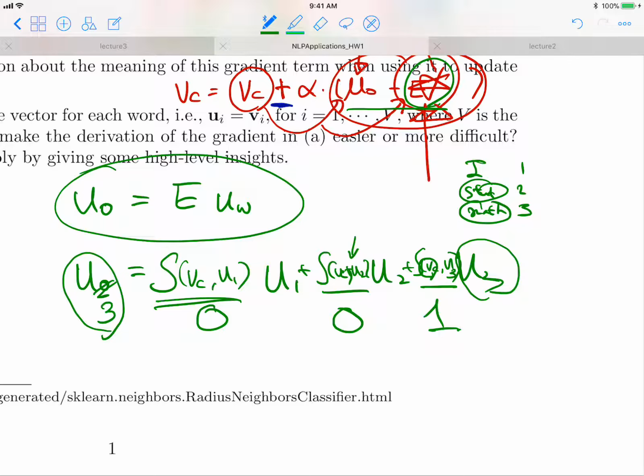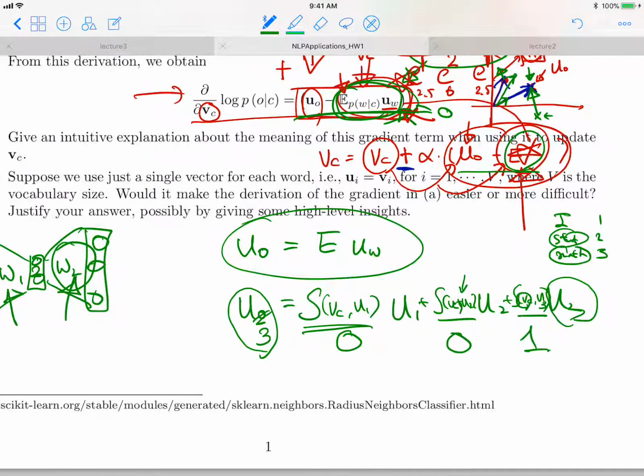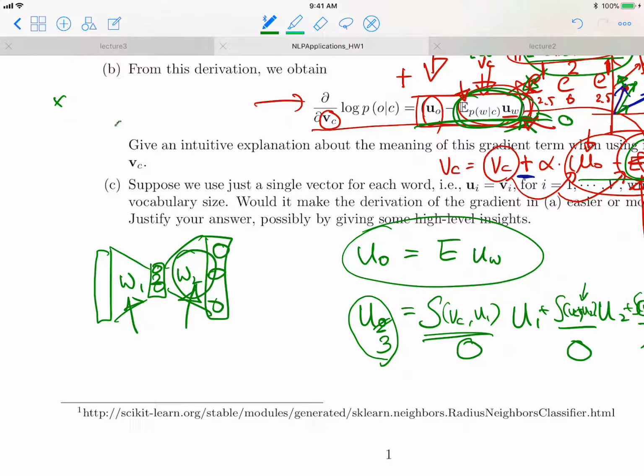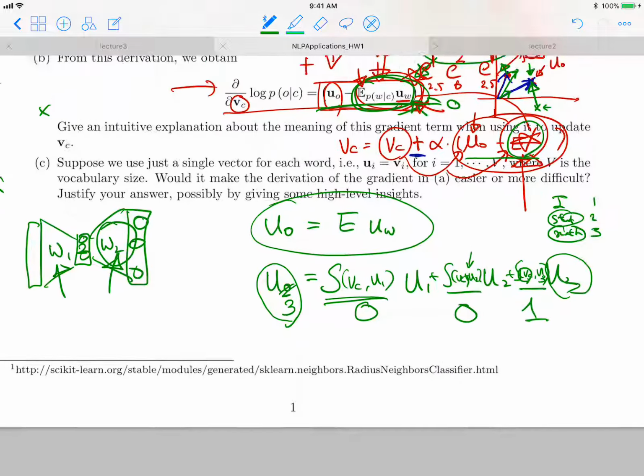So U1, U2, U3 are considered as a kind of fixed point somewhere in our space. Maybe U1, U2, and U3. And then we want to carefully manipulate our Vc so that we can satisfy this equation.